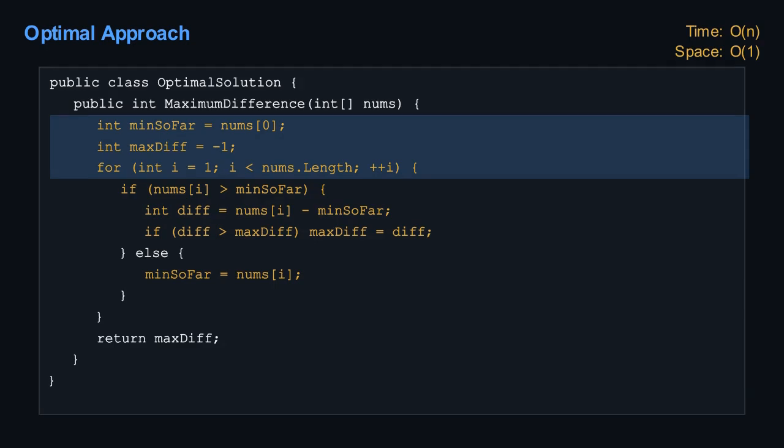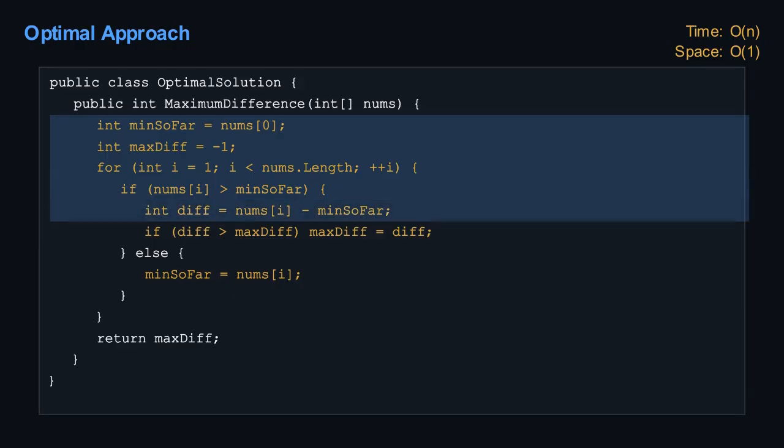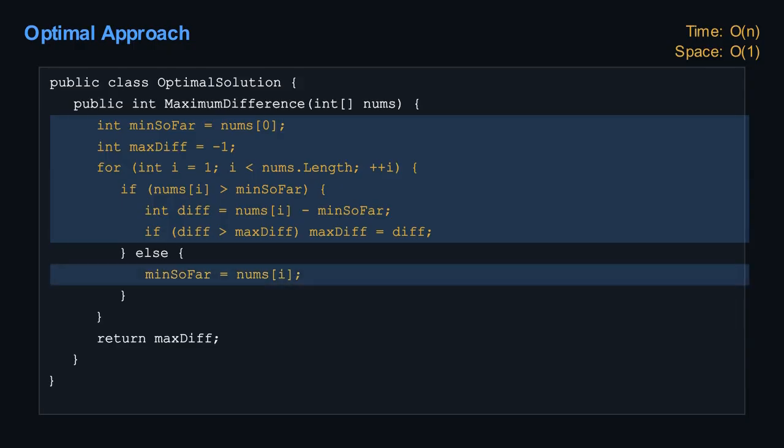We initialize min_so_far with the first element. Then, we iterate from the second element onwards. For each nums[i], if it's greater than our min_so_far, we calculate the difference and update our overall maximum difference. If nums[i] is not greater than min_so_far, it means nums[i] is a new smaller value, so we update min_so_far to nums[i]. This single pass ensures we always have the best possible left element to pair with our current right element.